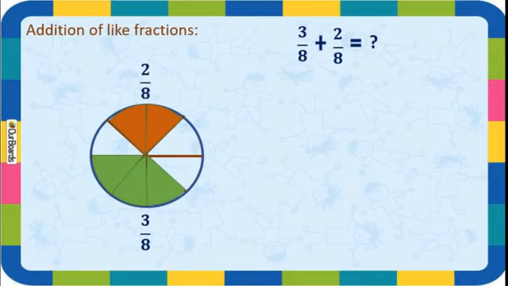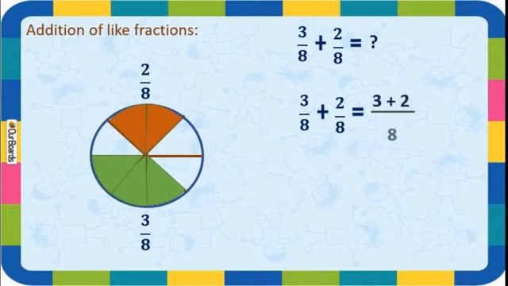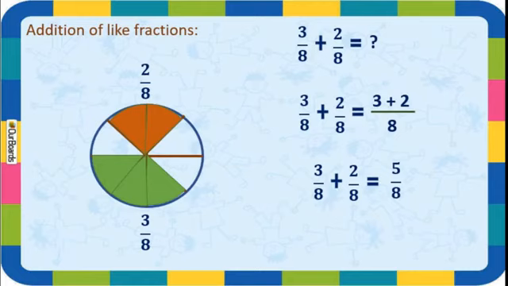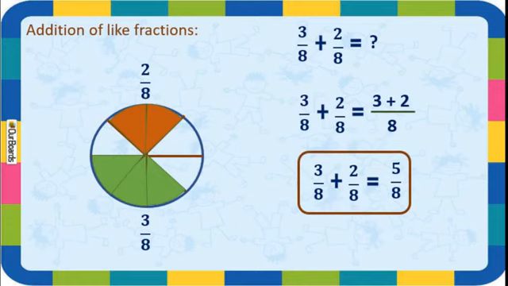Isn't it? Now we will go for addition. We will write 3 upon 8 plus 2 upon 8 is equal to, again what we will do? We will add the numerator and we will write denominator one time. Okay, now here again we will write the question is equal to 3 plus 2 is 5, isn't it? From the picture also we can see 5 parts are colored. 3 parts in green and 2 parts in orange. Altogether 5 parts are colored. So here 5 upon 8 is the answer. Got this?